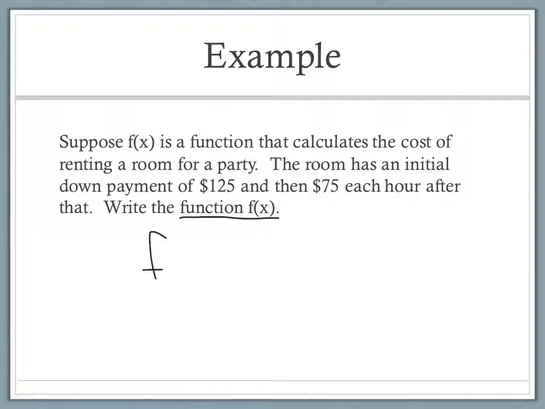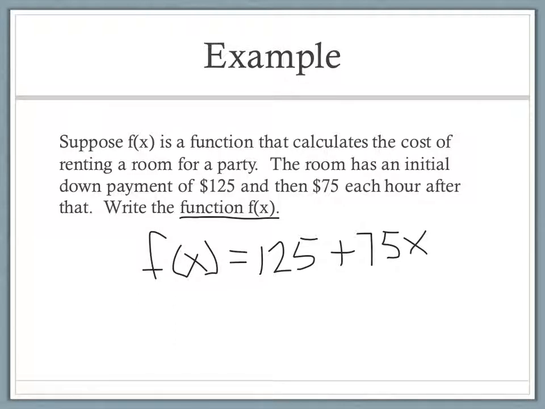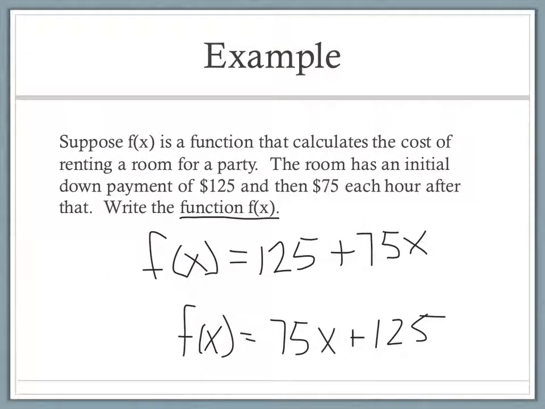So we're going to do f of x equals, and again, x is going to be how many hours. So we know we're going to start with a down payment of $125, so I'm going to put 125. Okay, and we're also going to add, because then we're also going to get charged $75 per hour. So I don't know how many hours I work, so I'm just going to go ahead and put x. Now another way that we could write this is f of x equals 75x plus 125. And usually we put the variable first, so either of those work though.